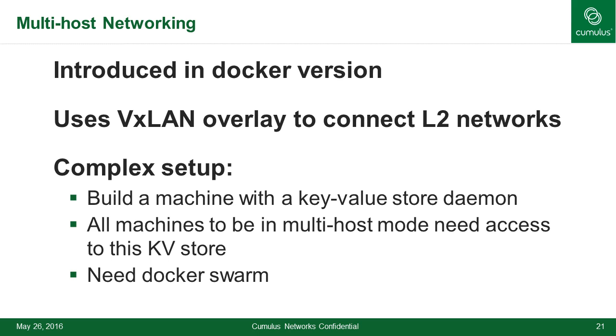This was essentially a command function that was introduced in Docker version 1.10, I believe, and it uses VXLAN overlays to essentially connect L2 networks. So I can have a bridge running on host 1, a bridge running on host 2. Both of them have the same subnet, and essentially VXLAN overlays are used to stitch these two subnets together.